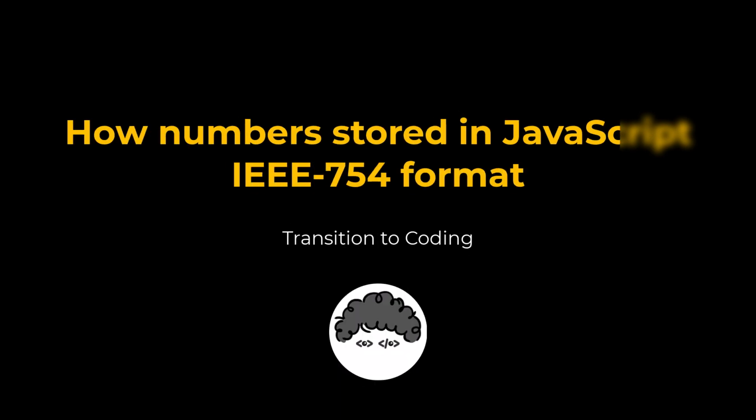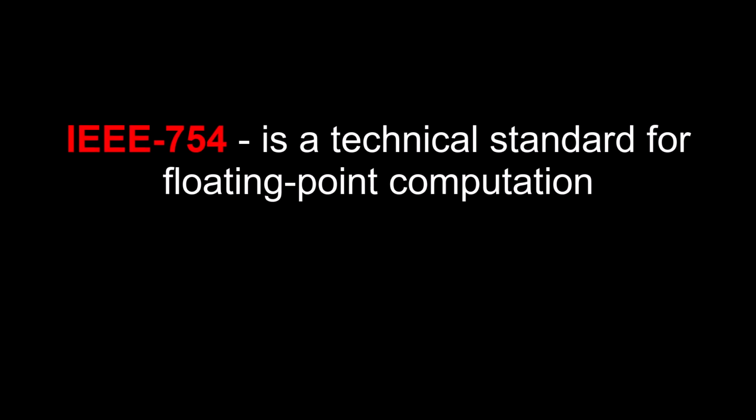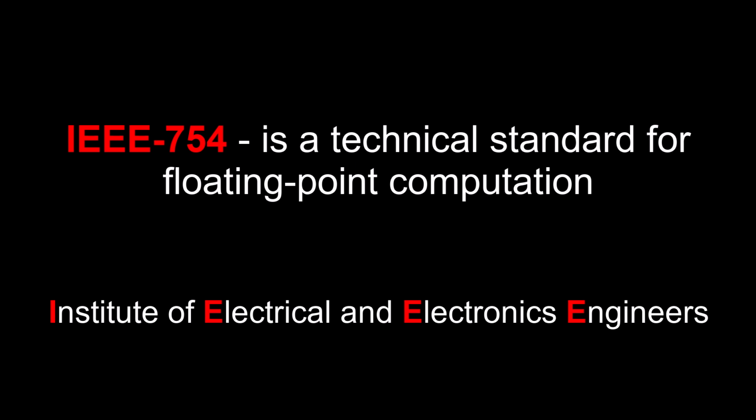Let's learn how numbers are stored in JavaScript using the IEEE 754 standard. In JavaScript, all numbers are stored in a 64-bit floating point format, also known as double precision floating point numbers. IEEE 754 is a technical standard for floating point computation. For those who are curious, IEEE stands for Institute of Electrical and Electronics Engineers.